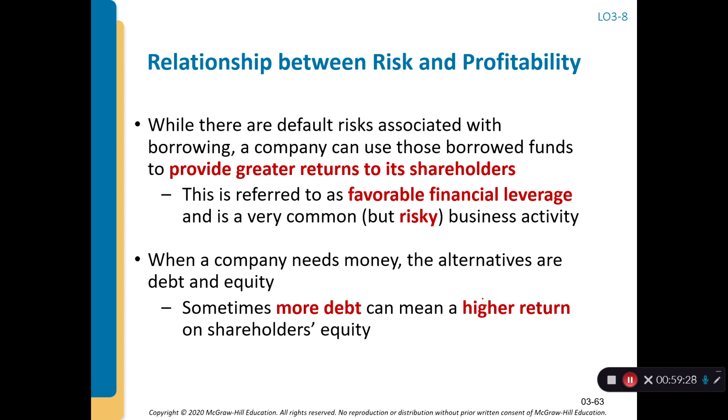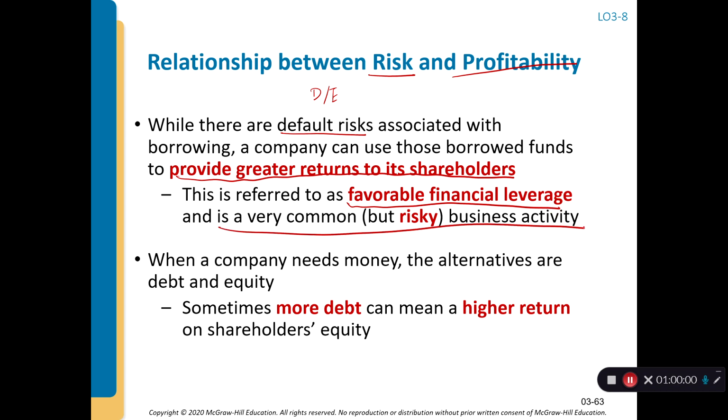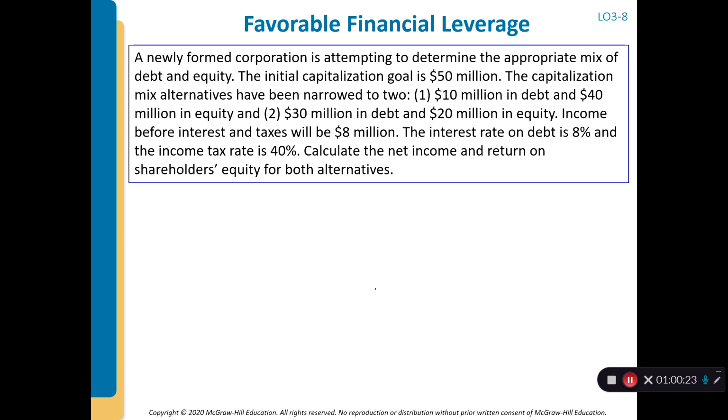Okay, so now I wanted to give a little bit of explanation on default risks, right? The risk and the profitability. Default risks means that the debt to equity ratio is really high, associated with borrowing, but a company can use those borrowed funds to provide a much greater return to its shareholders. This is referred to as favorable financial leverage and is very common but risky in business activities, right? So when a company needs money, the alternatives are debt or equity. Sometimes more debt can mean a higher return to shareholders, on the condition that the interest rate is smaller than the rate of return. Okay, so let's look at this example.